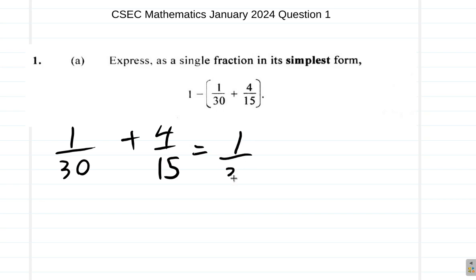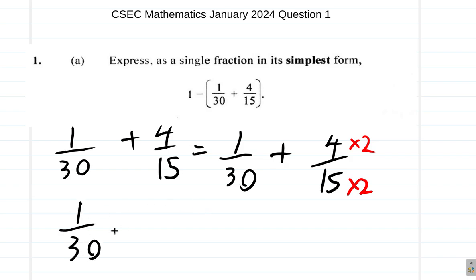Now this is 1 divided by 30 plus 4 divided by 15. What do you do to make 15 into 30? You multiply this by 2. But if you multiply the bottom by 2, you have to multiply the top by 2 as well. Multiply both numerator and denominator by 2. So what you get is 1/30 plus 4 twos is 8. So this will be 8/30.